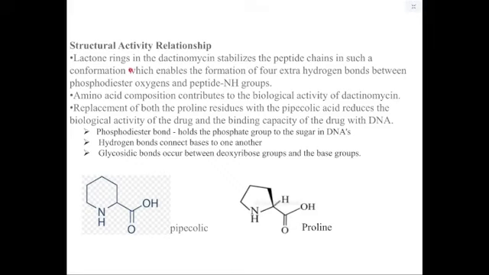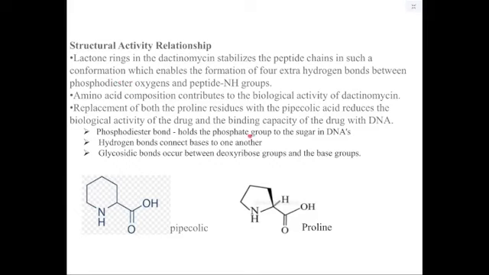And we are saying the lactone ring in the dactinomycin stabilizes the peptide chains in such a conformation which enables the formation of 4 extra hydrogen bonds between the phosphodiester oxygen and the peptide. So we are saying the lactone ring is the lactone ring which is formed within the peptide. Again, it stabilizes the peptide chains in such a conformation which enables the formation of 4 extra hydrogen bonds between the phosphodiester oxygens and the peptide NH.